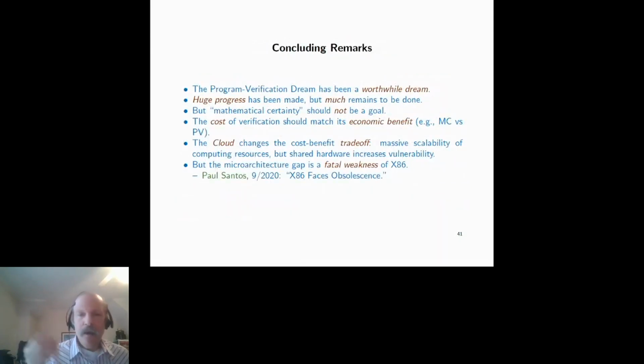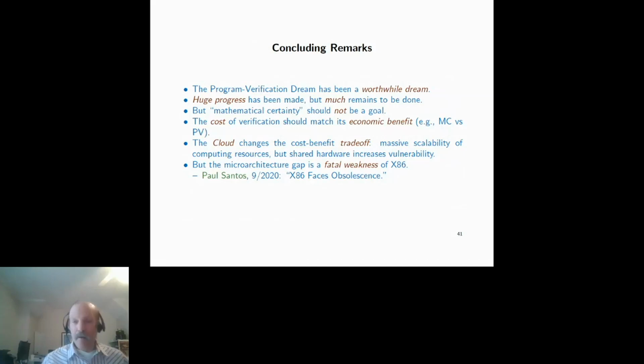So let me conclude here. I think maybe some parts of Tony Hoare's dream were naive, but it was a very worthwhile dream. It did inspire a huge amount of research in computer science. We've seen the list; for example, I think the work on model checking would not have occurred without the program verification dream. Huge progress has been made. Much remains to be done. Mathematical certainty should not be the goal.